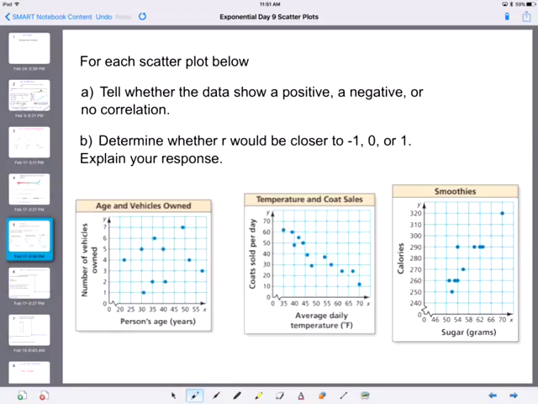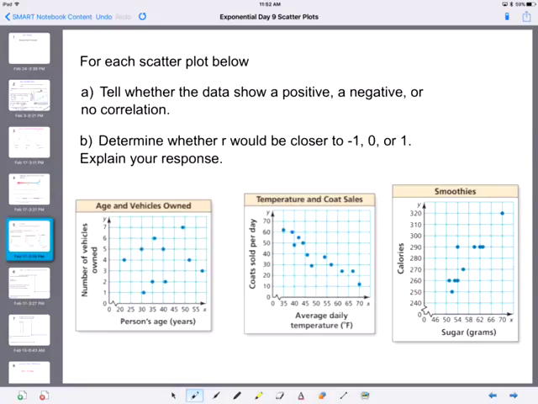So for each scatter plot below, the first thing they want us to do is tell whether this shows a positive, a negative, or no correlation. And then they want us to determine, is it close to 1, -1, or 0?